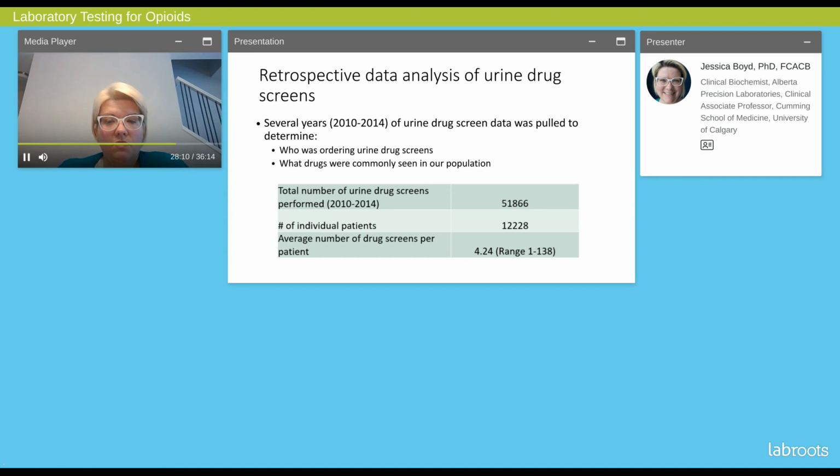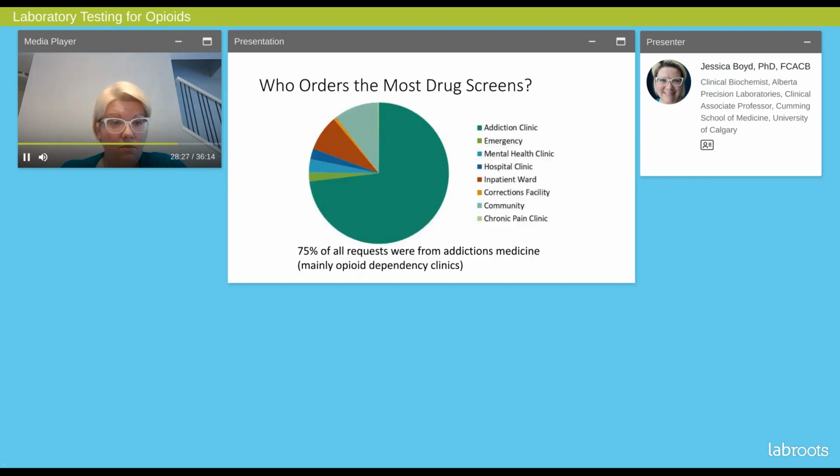The majority of those patients were coming in with just one drug screen because they may have been in the emergency department or something. But then we would have a large cohort of our patients who were opioid dependency program members, and so were coming in regularly to have samples. And so we had one individual over that 4-year period who had over 100 drug screens. So definitely showed us that we had different groups within our population.